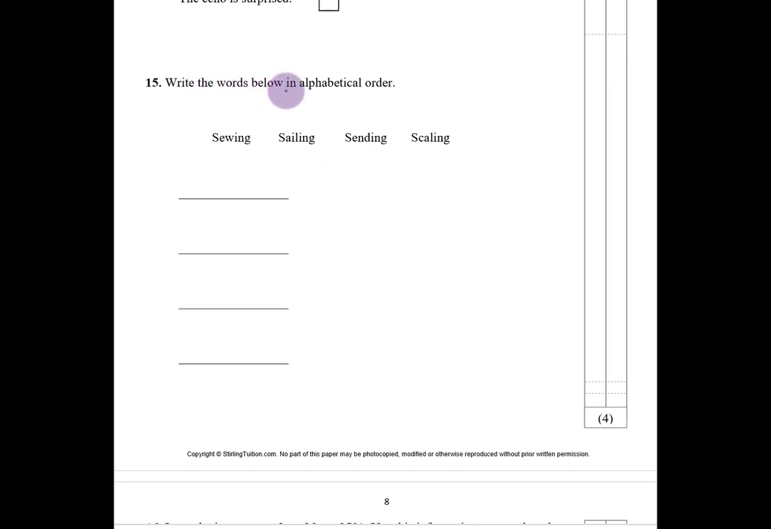Number 15, write the words below in alphabetical order. So what we've got is we need to look for the letters starting with A. If you need to put the alphabet down and write it to make sure, do that, because then it'll make sure you get these marks, because this is always a 2-mark question as well. And it's easy marks, so to speak.